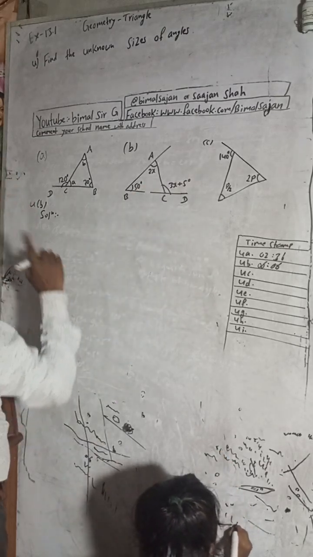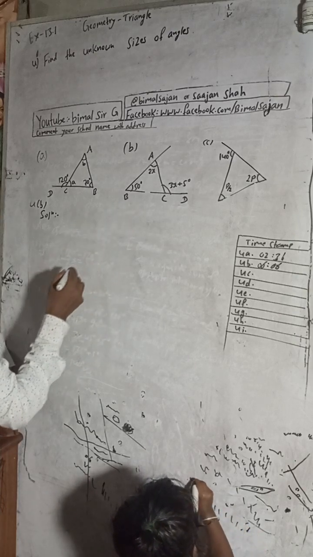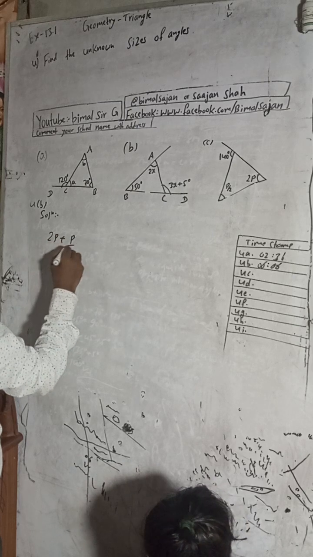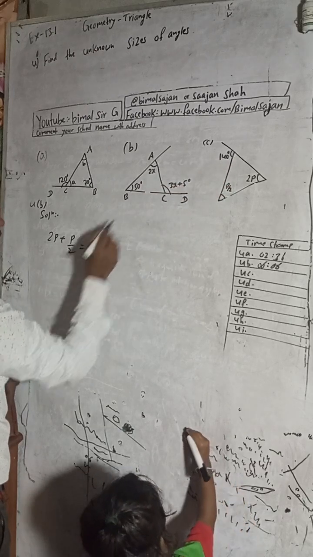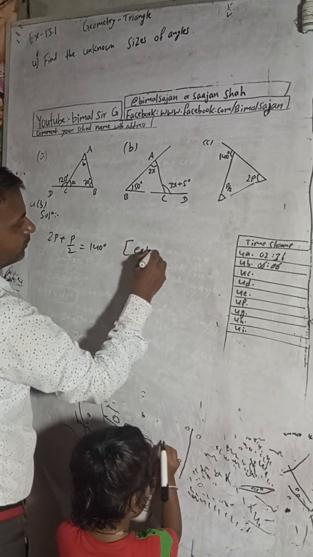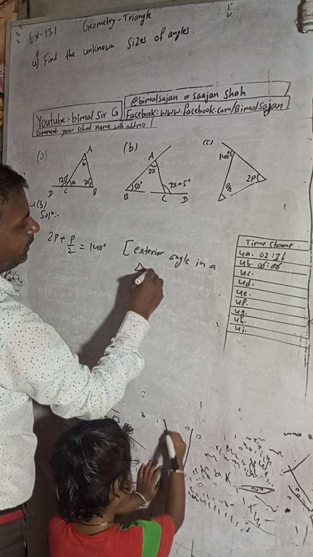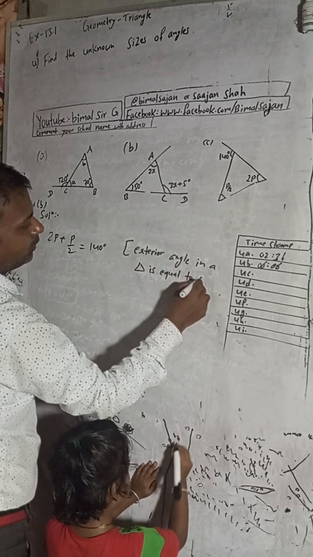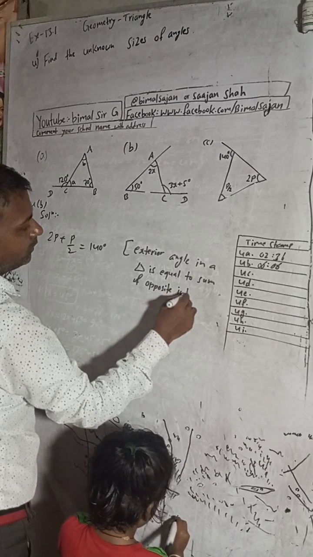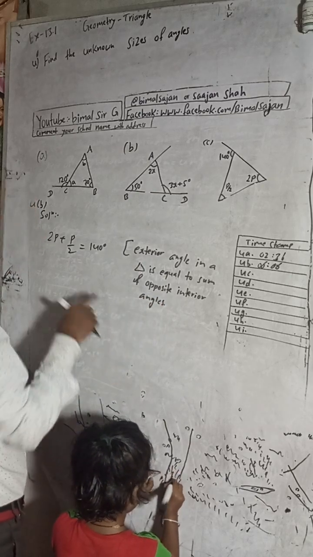Now in this, what we can write here is this plus this is equal to this angle. This is also the same concept. You can write 2p plus p by 2 is equal to 140 degrees. Here is the same reason, you can write: exterior angle in a triangle is equal to the sum of opposite interior angles.